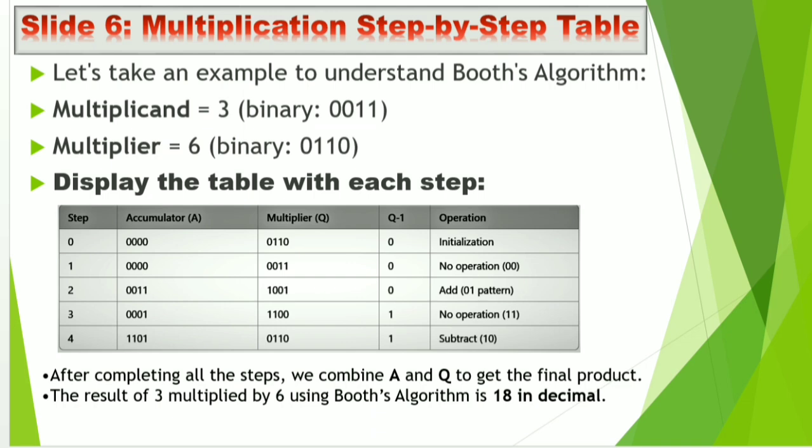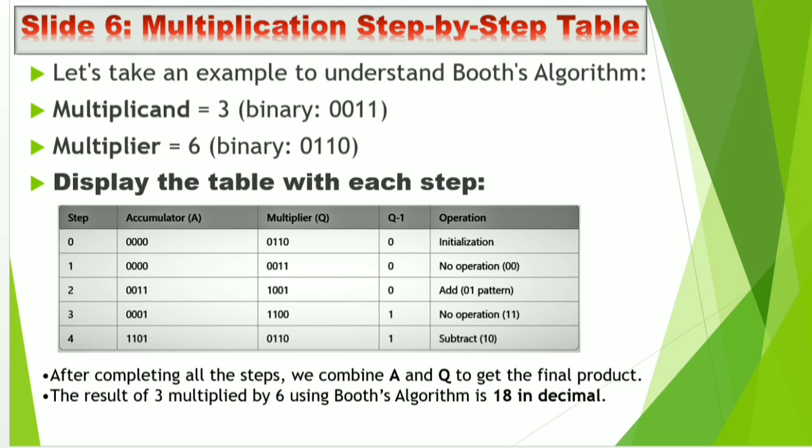Then step 1, checking the bits and performing operation. Check the last two bits: Q0 is equal to 0 and Q minus 1 is equal to 0. Then operation: the bits are 00, so no operation is needed. Then we perform an arithmetic right shift on A, Q and Q minus 1 together.